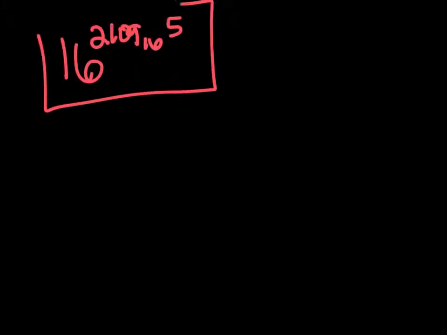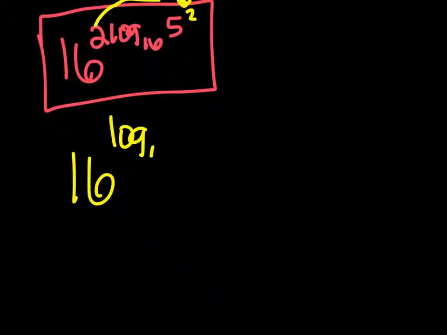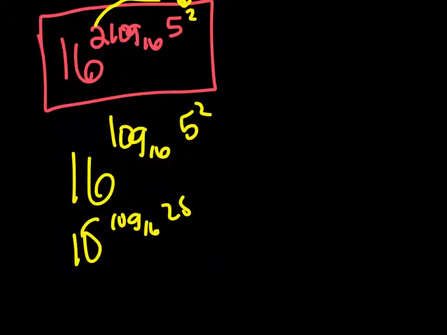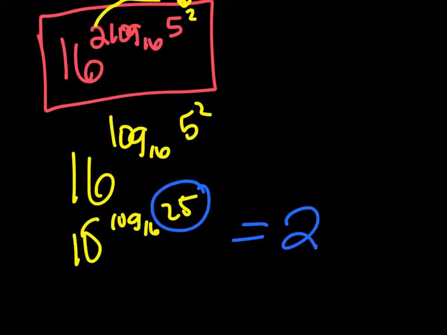Okay, next problem. 16 to log 16 of 5. That's my problem. This 2 can be moved back up with my exponent. So that's going to give me 16 log base 16 of 5 squared, which is 16 log base 16 of 25. So as long as my base here and my base here are the same, 25 is my solution.